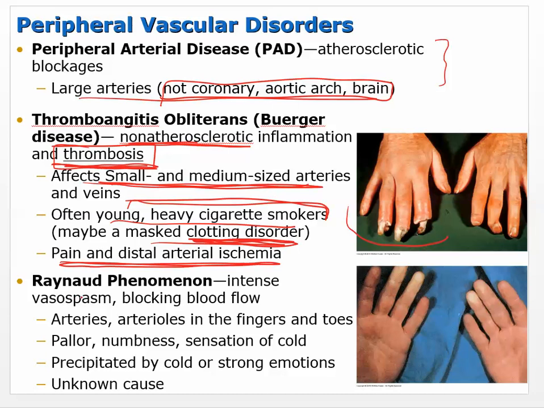Okay, there's something else called Raynaud's syndrome. Intense vasospasm. Whereas Buerger's disease was clotting, this one is a vasospasm. That means that the blood vessels are spasming or constricting and blocking blood flow. So it's arteries and arterioles in the fingers and toes, and you can see here in the picture whiteness or pallor in the fingertips. Okay, so you've blocked blood flow.